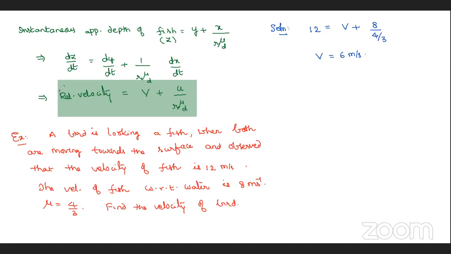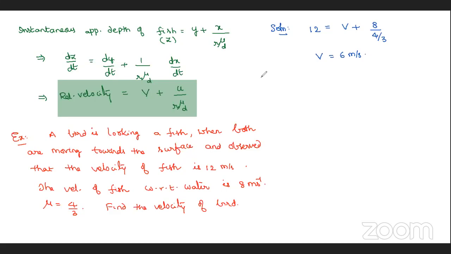ఫైనల్గా what my intention is, don't try to remember it as a formula. Relative velocity is equals to velocity of bird plus velocity of fish by mu. అలా గుర్తుపెట్టుకోండి కావాలంటే. u by mu కింద గుర్తుపెట్టుకోవాలి. ఓకే సార్.